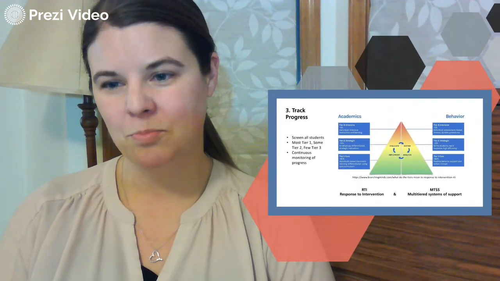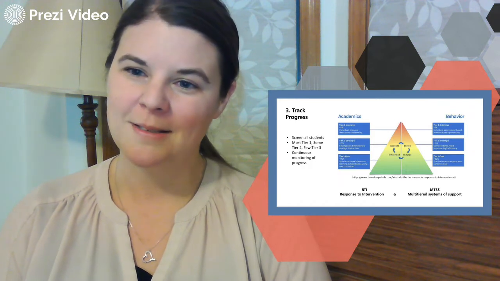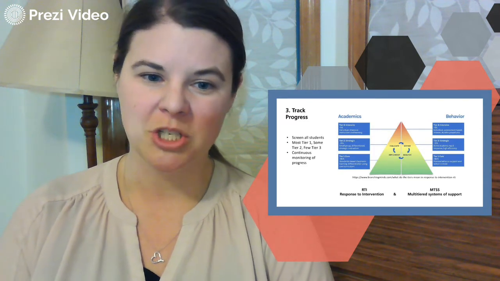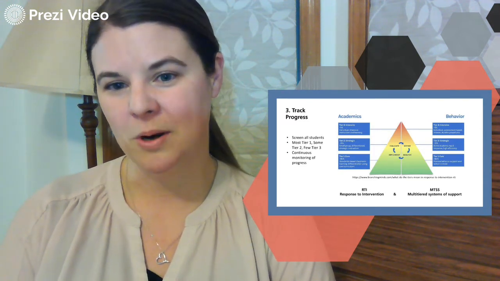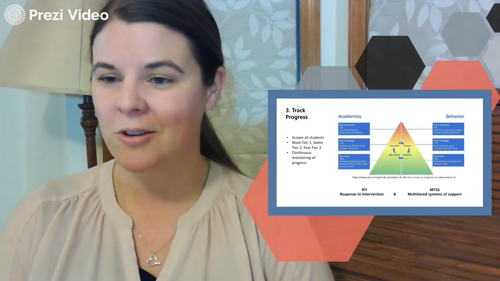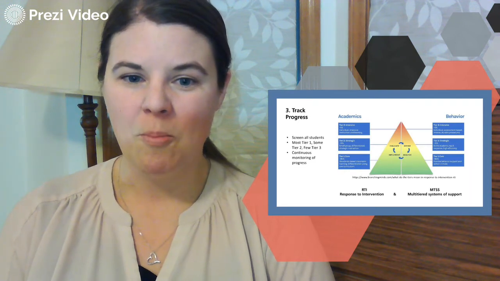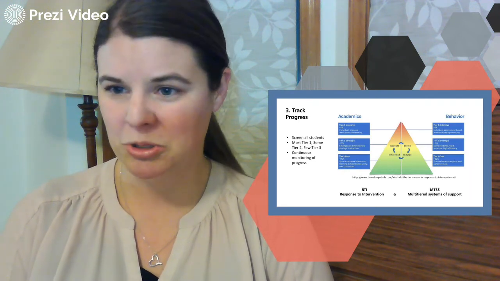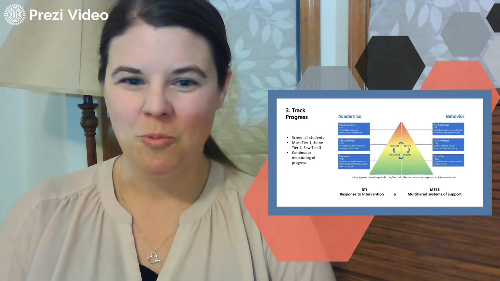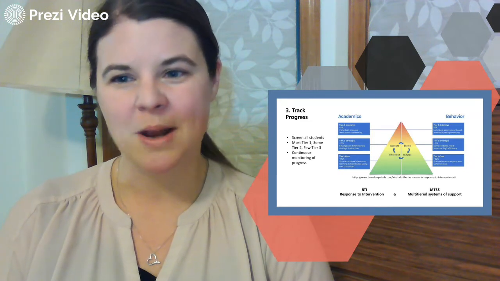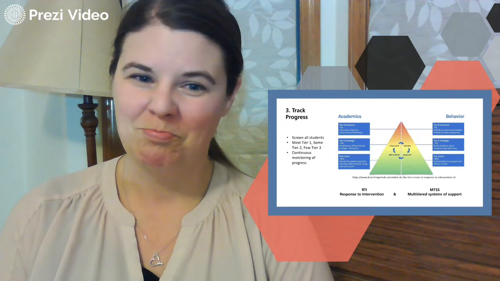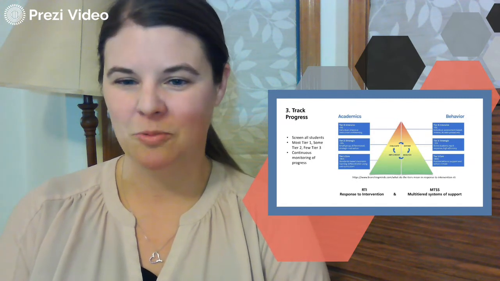The third and last main point is tracking progress. This textbook, this chapter 2, talks about the response to intervention and the multi-tiered systems of support. The way this works is all students are screened, and most students fall at the green area of that pyramid where everyone's receiving this tier 1 instruction. Everyone's being offered the same academic and behavioral support within tier 1.